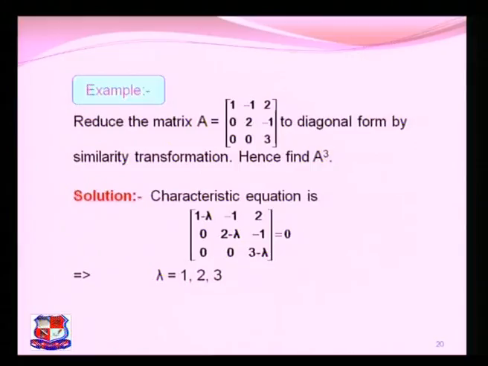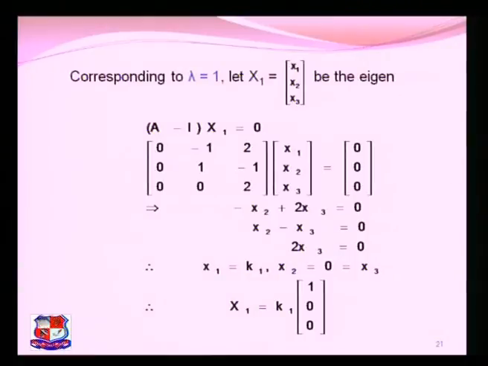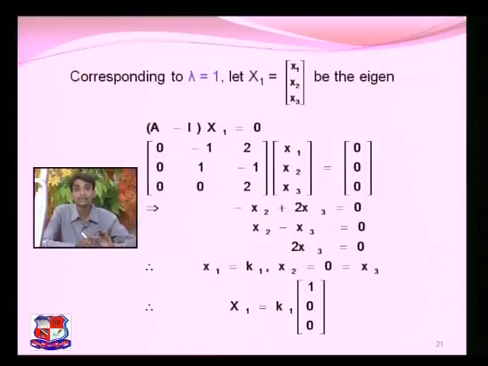Now if we move ahead in this example, we need to find the diagonal form. Here the eigenvalues of A are 1, 2 and 3. First of all we need to find the eigenvectors for all eigenvalues. So we have three eigenvalues, lambda equal to 1, lambda equal to 2, and lambda equal to 3. For all these three values we need to find the eigenvector. First we will find the eigenvector for lambda equal to 1.